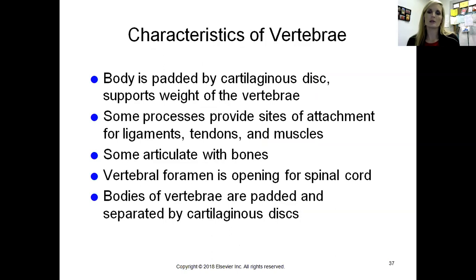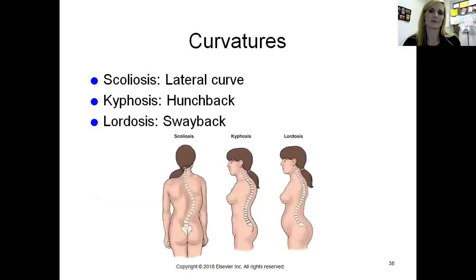And the vertebral foramen, so that foramen meaning opening, is the opening for the spinal cord. And again, they are padded and separated by those cartilaginous discs.